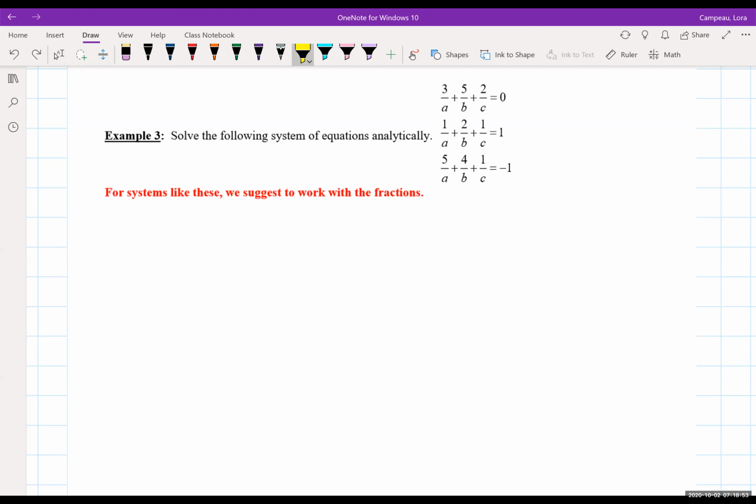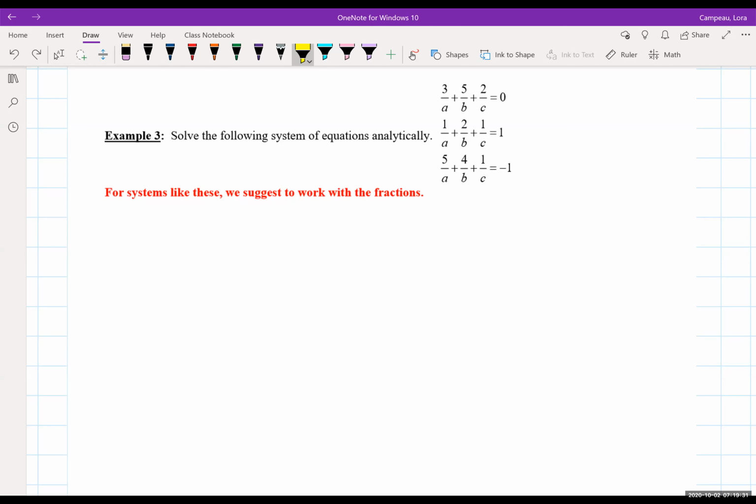So I'd like to save you some time, and I'd like to encourage you. It's a lot better if you work with the fractions and just consider them as whole terms themselves. So deal with the 3 over a, 1 over a, 5 over a as the first terms of each of the equations, 5 over b, 2 over b, 4 over b as your second term, and 2 over c, 1 over c, and 1 over c as your third term. You can approach this in the same manner we were dealing with the other examples.